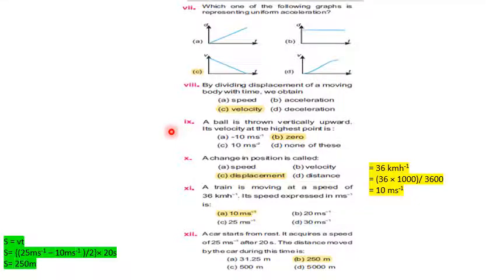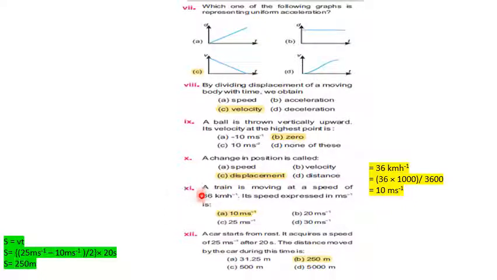Number 9. A ball is thrown vertically upward. Its velocity at the highest point is A. minus 10 meter per second, B. 0, C. 10 meter per second square, D. none of these. As we know, when a body is thrown vertically upward, at the highest point it stops. So when the body stops, its final velocity is 0. Option B is the correct answer. Number 10. A change in position is called A. speed, B. velocity, C. displacement, D. distance. C is the correct answer.